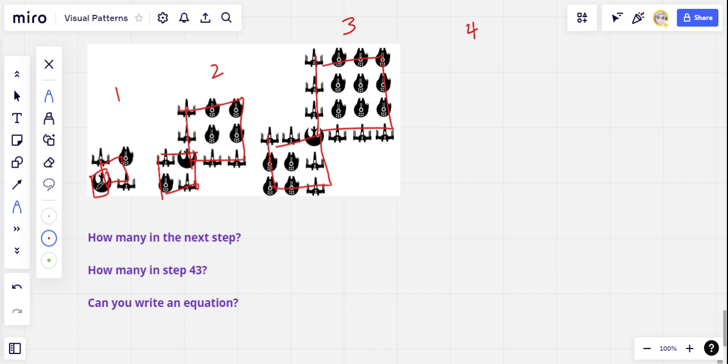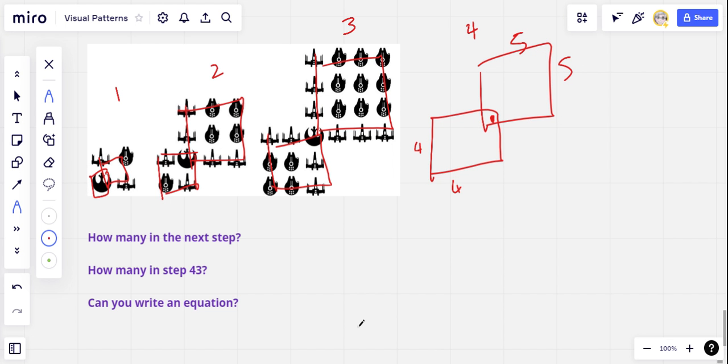So that's a 1x1 and a 2x2, and then a 2x2 and a 3x3, and then a 3x3 and a 4x4. So I'm thinking this is going to be a 4x4 square and a 5x5 square with 1 piece of overlap there. So what would that be? That'd be 16 for the 4x4 square and 25 for the 5x5. And then we actually have to subtract 1 away for this overlap because we don't want to count it twice. So minus 1. And let's see, that is 40. Okay, so I'm predicting 40 Star Wars ships in step number 4.